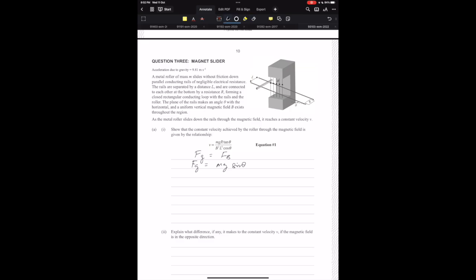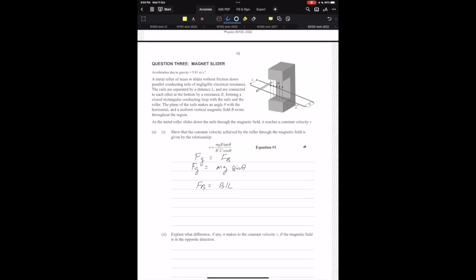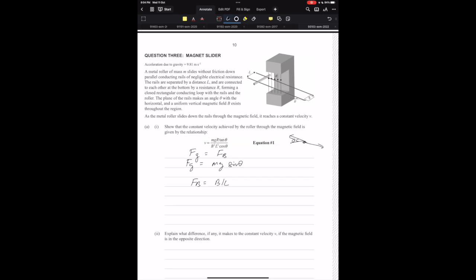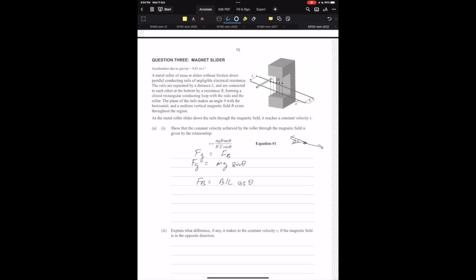Okay, great. Now we're trying to figure out Fb, the magnetic force. We know Fb equals BIL, but we are only considering the component of the magnetic force which is acting against the weight force, so we only want a specific component of it, cosine theta. You can do the trick by yourself and figure out why it's sine theta and why it's cosine theta.